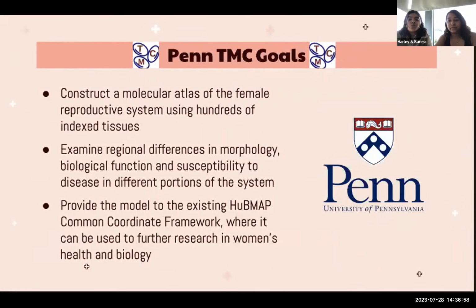Using this atlas, we want to examine the differences between regions in the same sample and regions in separate samples. We want to connect these to the function of the region and examine how the differences might be connected to an increased susceptibility to disease or complications. The Penn Tissue Mapping Center wants to provide the atlas to the HuBMAP Common Coordinate Framework, where other atlases are uploaded. This atlas can be used by other researchers to further our knowledge on the female reproductive system.